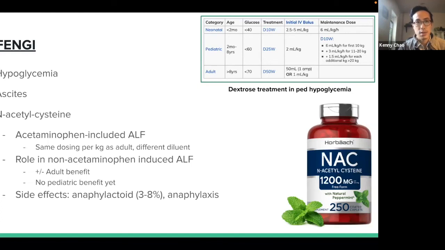For pediatrics, they have had a few small studies, but it really hasn't improved anything. It hasn't improved mortality, ICU length of stay, or the highest grade of hepatic encephalopathy. So unless you're suspecting Tylenol toxicity, don't use it. It does have side effects of anaphylactoid and anaphylaxis reactions.